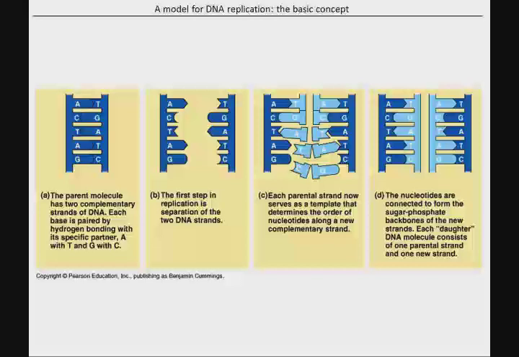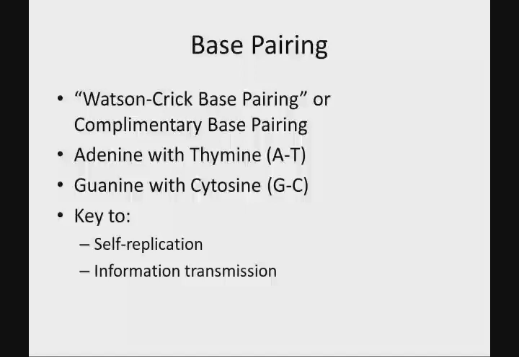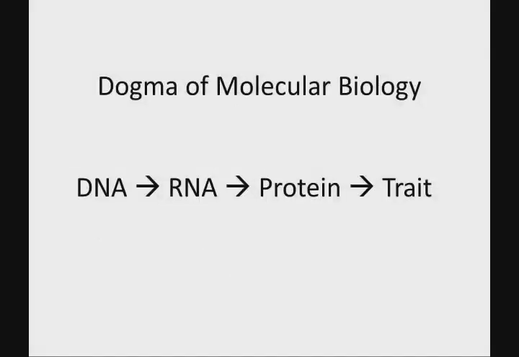We'll address this in greater detail later, but I want to lay that foundation down now. Again, we call this Watson-Crick base pairing, and it is the key to replicating a piece of DNA. It's also going to be a key to copying DNA to RNA. So that's self-replication and information transmission. Which really brings us then to the heart of molecular biology, which is what's called the dogma of molecular biology.